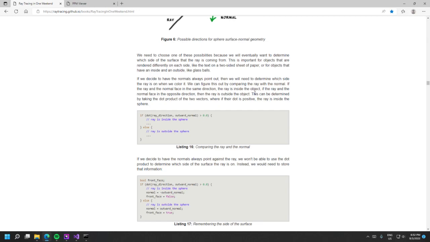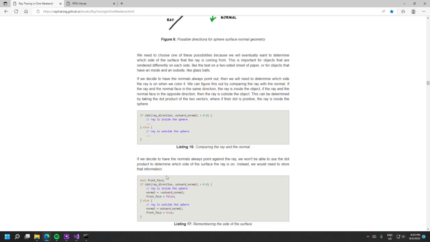Yeah, I'm having so much fun with linear algebra. Okay, so this is pseudocode: if the dot product is larger than 0, then we say the ray is inside the sphere. If it's not, then the ray is outside the sphere.